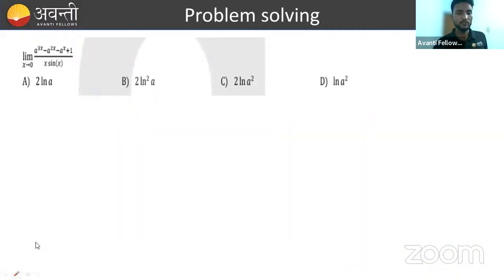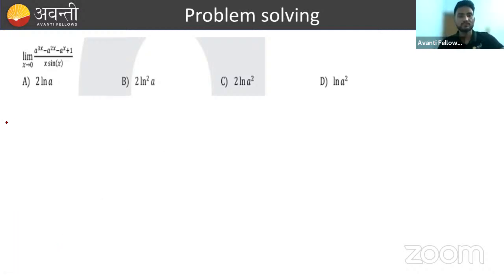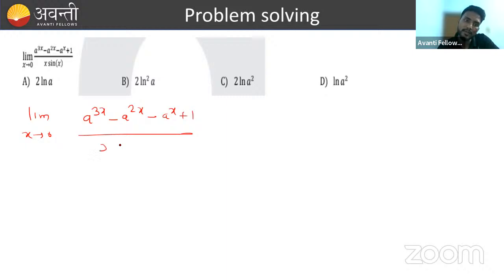Okay, so the next question we will see is a little different from what we have seen till now. Limit x tending to 0, (a to the power 3x minus a to the power 2x minus a to the power x plus 1) divided by x sin x. If we want, we can use the L'Hospital rule also, no problem. After putting 0, we are getting 1 minus 1 minus 1 plus 1. So we are getting 0 by 0 form. No problem, you can use it.